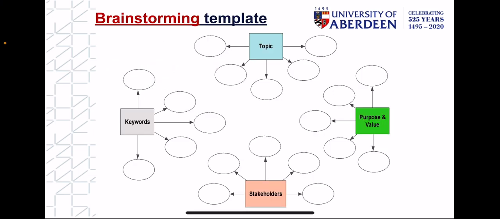Now, with this brainstorming template, come up with 5 topical ideas that you think might be of interest to you. Come up with another 5 keywords. Come up with purpose and value, put that in that template, then list the 5 stakeholders. I will discuss this when we meet in the tutorial session.